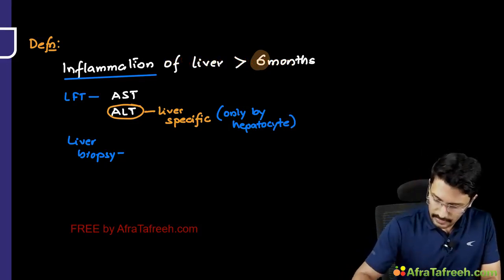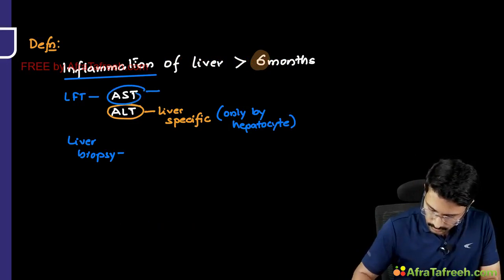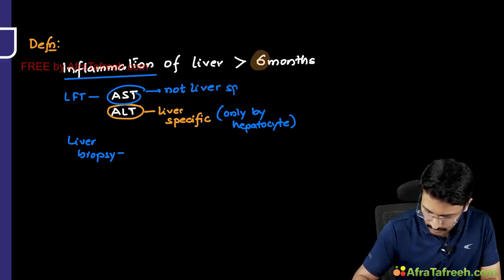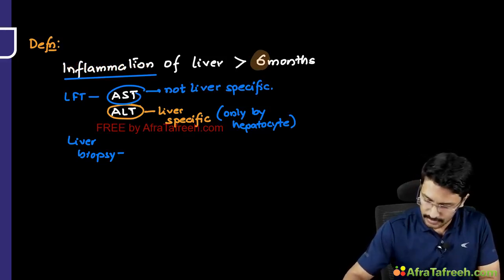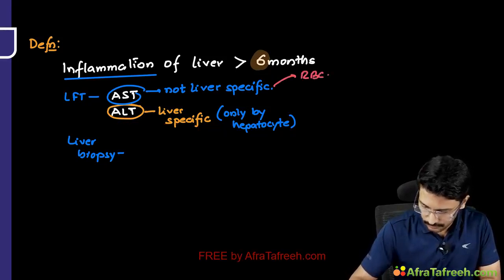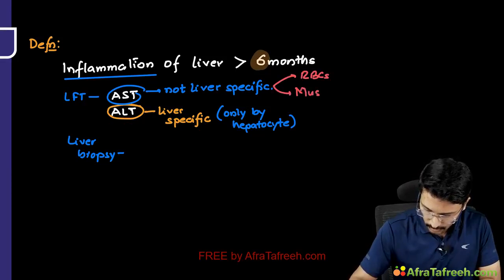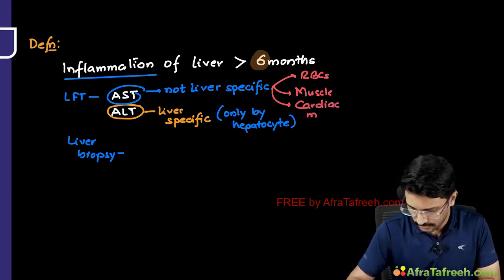But AST is not liver specific, right? That means it is expressed in other tissues, right? So what are the other tissues where AST is expressed? The other tissues where it is expressed include number 1, RBCs. Okay. Number 2, muscles, right? I'm talking about skeletal muscle cells. And number 3, cardiac myocytes or cardiac muscles.